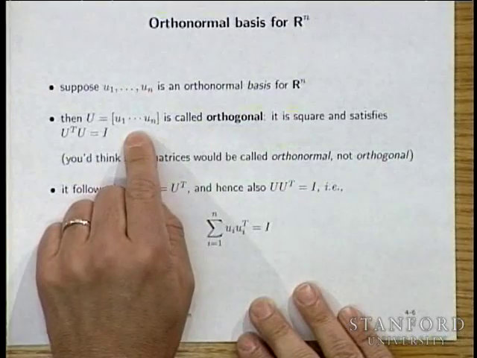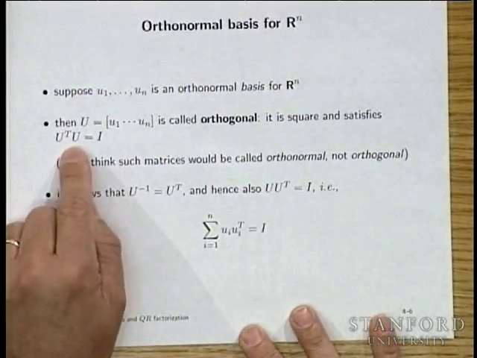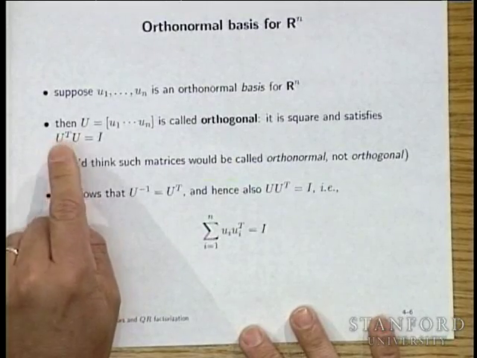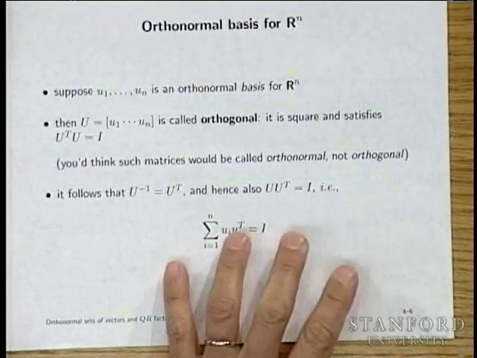So that's an orthogonal matrix. It's square. It satisfies U transpose U equals I. Of course, in this case, this means that U transpose is actually the inverse of U. So it means transpose and inverse coincide. That's what it means to be orthogonal.